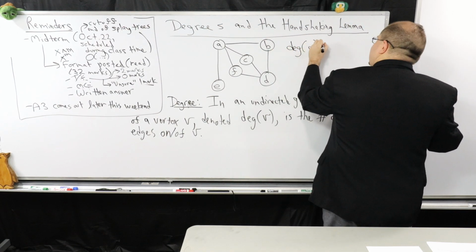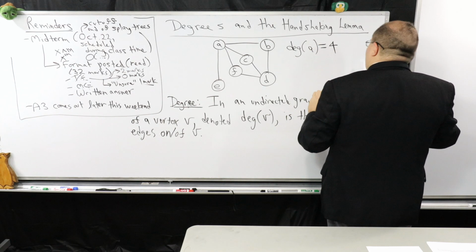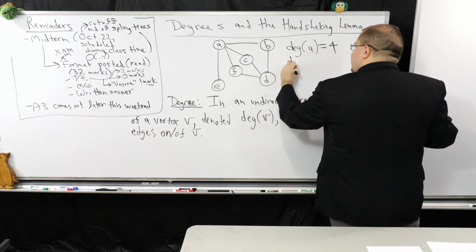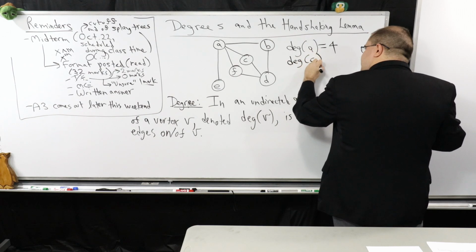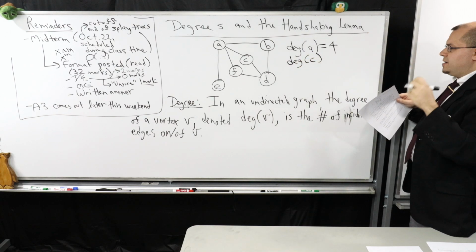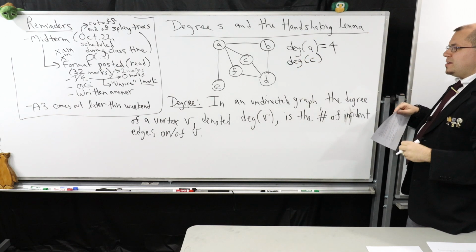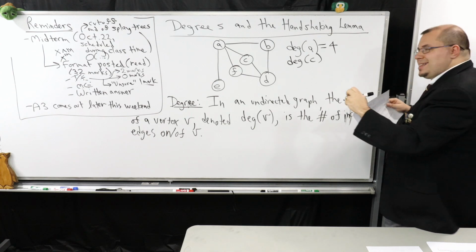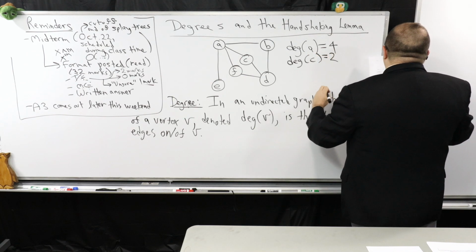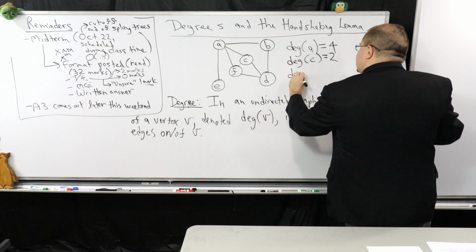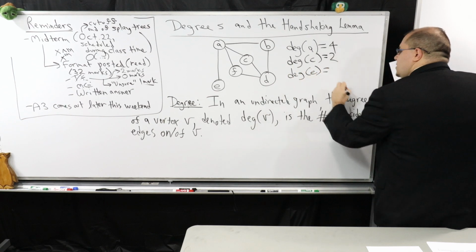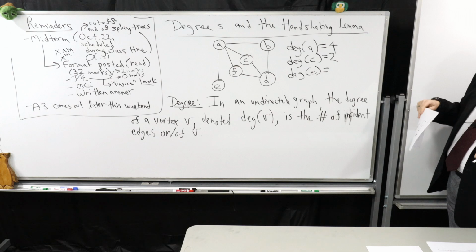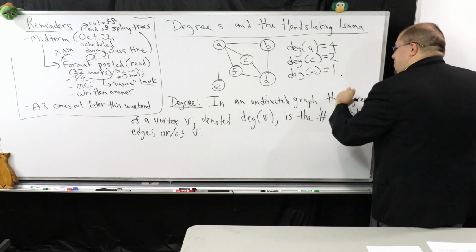Degree of A is equal to 4. How about the degree of C? Can somebody tell me what the degree of C is? What's the degree of C? It's 2, exactly. Very good. How about the degree of E? What's the degree of E? 1. See, like I said, you guys are all pros at this. Awesome.